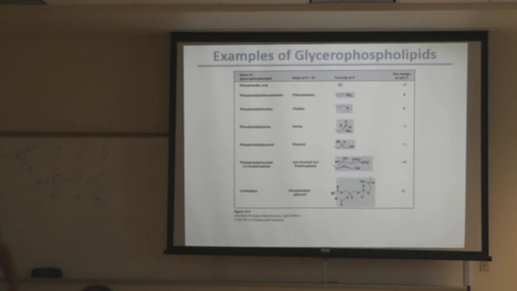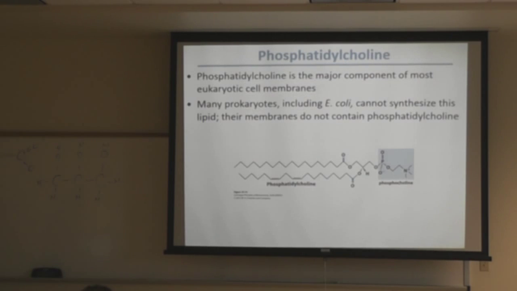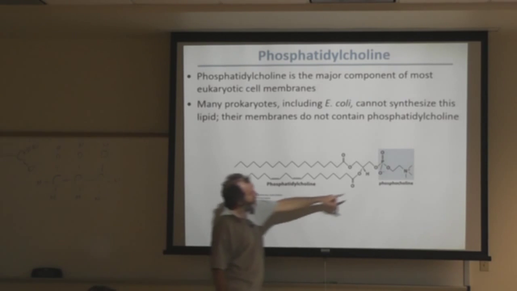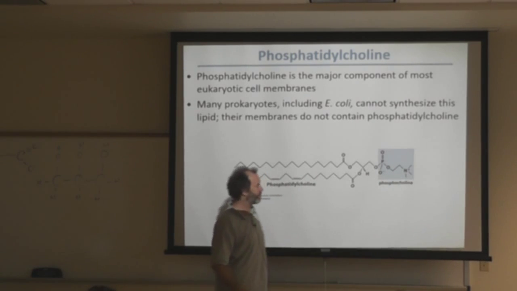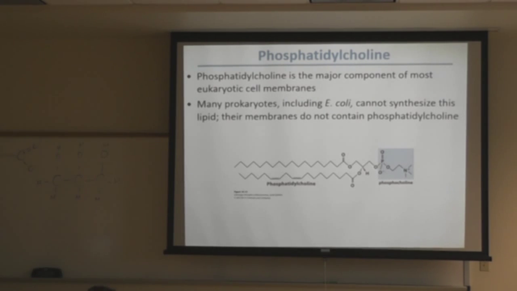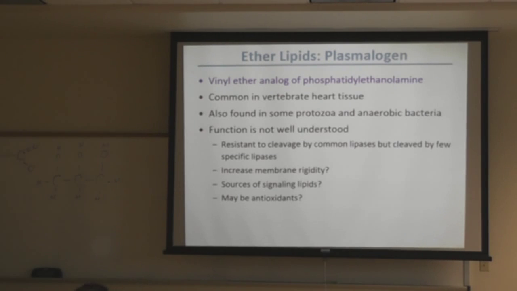Sorry. So phosphatidylcholine is the major component of eukaryotic cell membranes. Many prokaryotes, including E. coli, cannot synthesize this lipid. Their membranes do not contain any phosphatidylcholine. See, here you can see the positive charge. I don't know why they didn't put it on the last table. But any tertiary nitrogen is going to have a positive charge, right? Ether lipids can occur. So what's an ether bond between? Yeah, so two alcohols basically, right? So which do you think are going to be more stable?